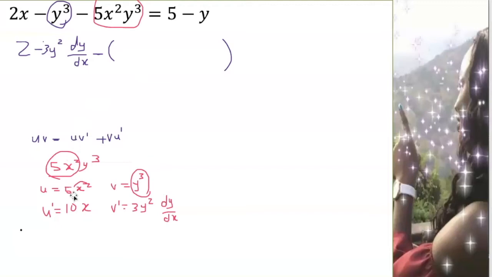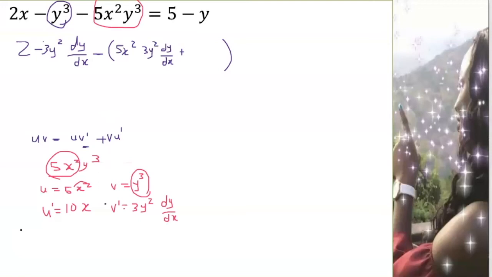What is u? U is 5x squared. So let me go ahead and write my 5x squared. So I'll have 5x squared here. And then replace what is v prime. V prime is 3y squared dy dx. So I will have 3y squared dy dx. Then I'm going to have plus.